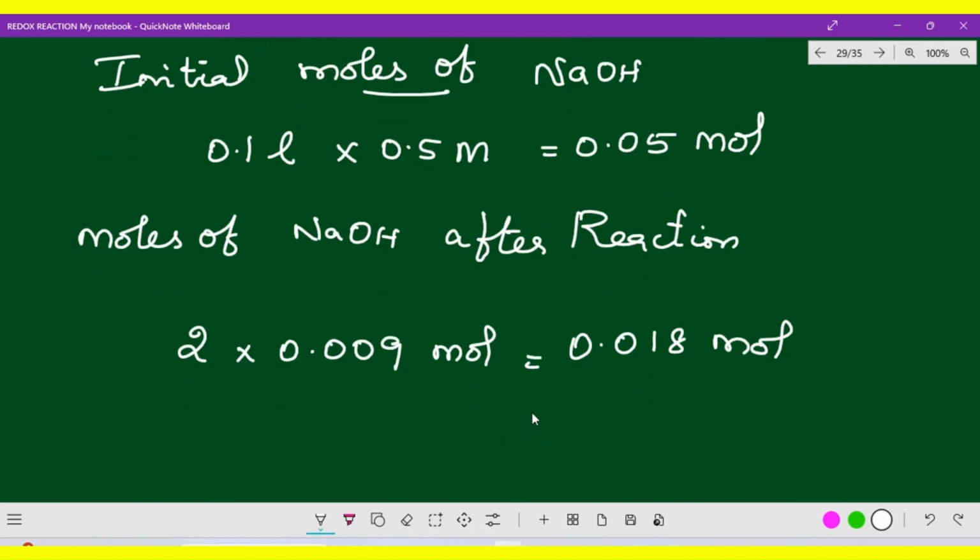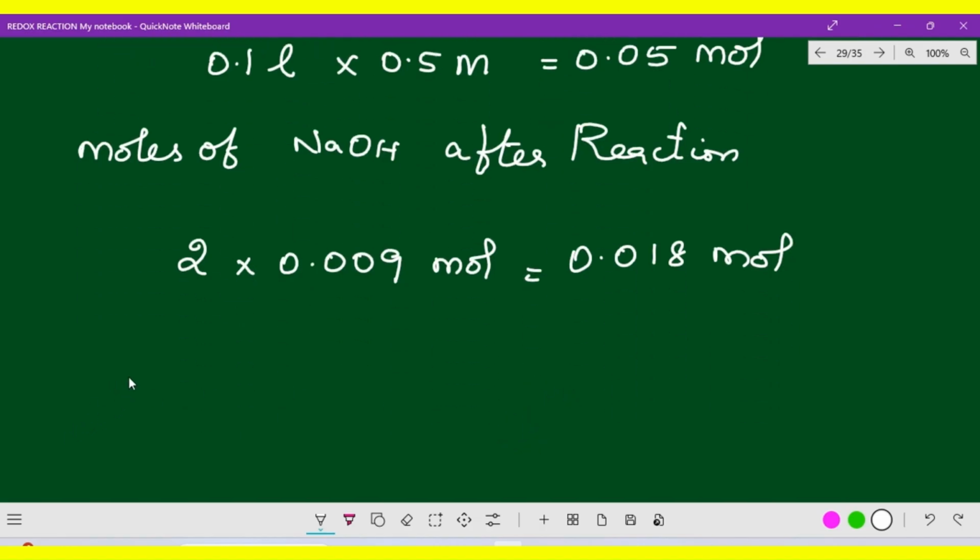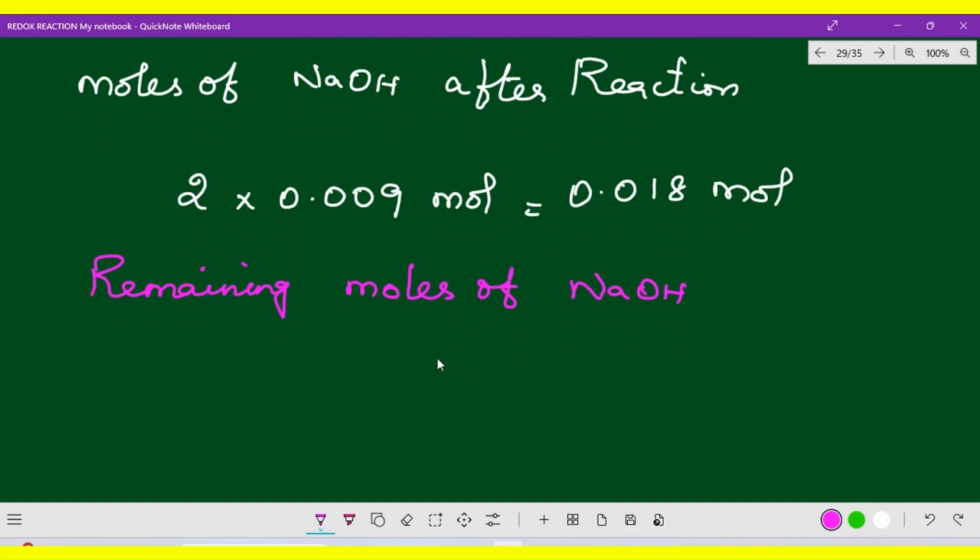Now this much has been consumed, so what are the remaining moles of NaOH? Here the moles of NaOH is 0.5 mole, so 0.5 minus 0.018 mole consumed. Now you'll be getting 0.032 mole, the remaining moles of NaOH.